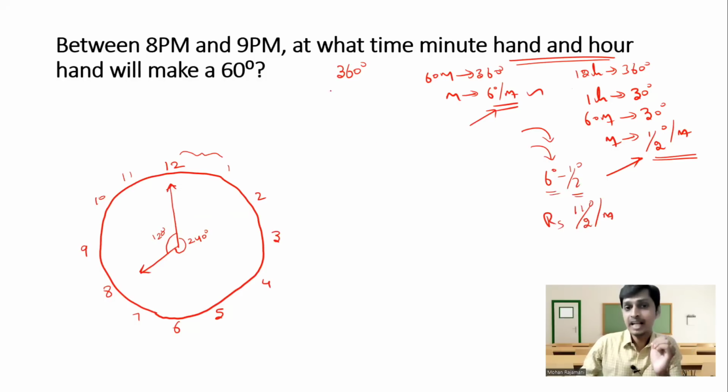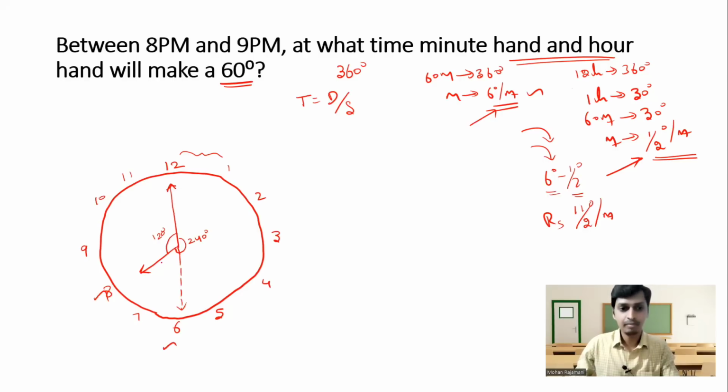So this is the relative speed. Now, what are we going to calculate? At what time it will make 60 degrees? So time equals distance by speed. Now see, to make a 60 degree angle, what angle does this minute needle have to cover? From this 12, it has to cover up to this 6. Then only the angle between the hour needle and minute needle will be 60 degrees. Now, when the minute needle moves, definitely the hour needle will also move. That's the reason we are calculating the relative speed. So we have a shortcut.